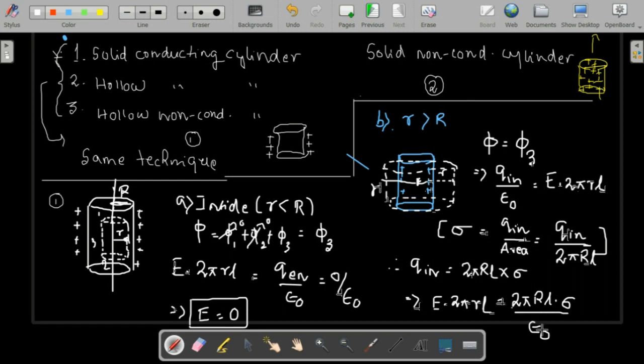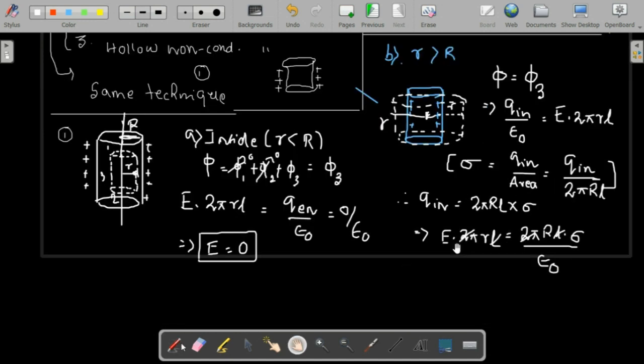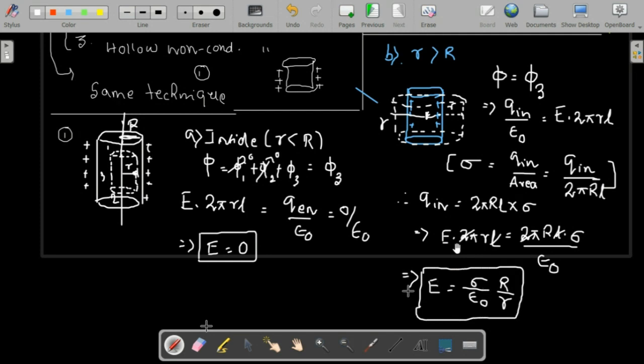Let's do some cancellation. 2 pi gets cancelled with 2 pi. L will get cancelled with L. And then we can find out what is my electric field. So if you look here, my electric field E is equal to sigma by epsilon naught on the right hand side, and here I've got capital R. This side only small r survived, so this is small r. So this is the electric field outside the cylinder.